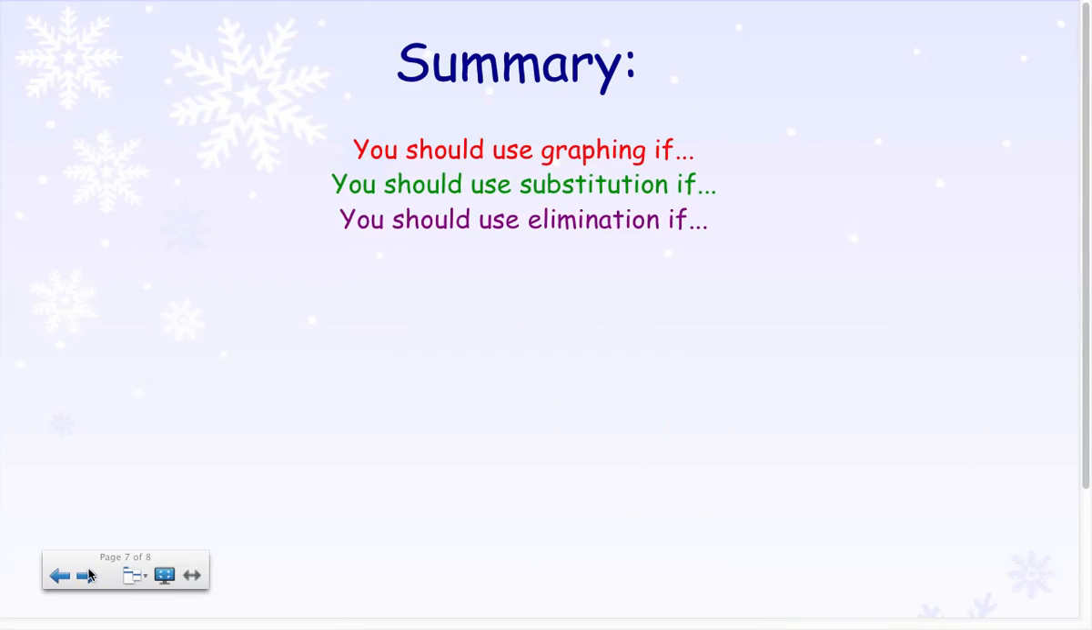Summary. So you are given 3 sentence starters for this summary. You should use graphing if both equations are in slope-intercept form. You should use substitution if one of the equations has a variable by itself. You should use elimination if both equations have x and y on the same side.